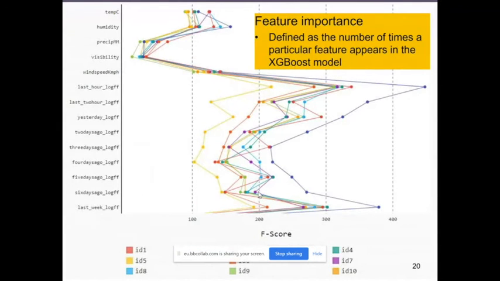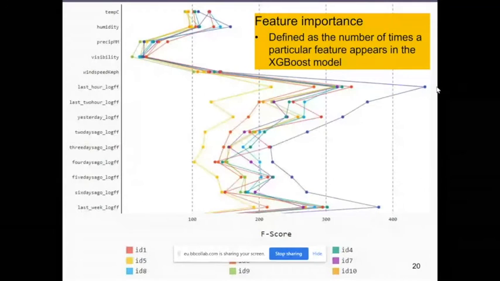Moreover, we look at the importance of different features for this task. We use the feature importance from the XGBoost, which is defined as the number of times a particular feature is used in the XGBoost model.